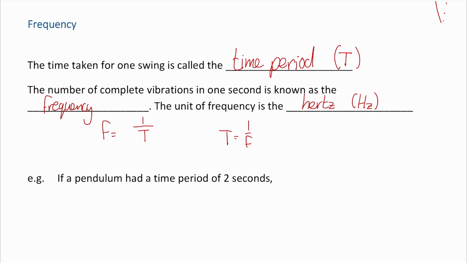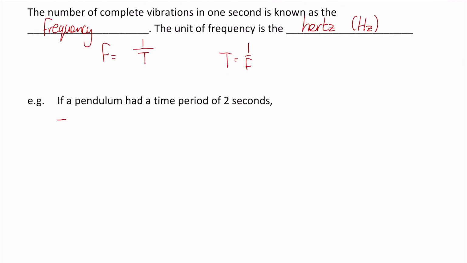So let's say here's a simple example. If a pendulum has a time period of 2 seconds, T equals 2. In other words, it takes 2 seconds for one vibration. We can't get one vibration fitted into 1 second. In fact, we can only get half a vibration fitted into 1 second. We need 2 seconds for a full vibration. So we write down our formula, frequency equals 1 over T. We put in our number, so T was equal to 2. There's our answer, 1 divided by 2 is 0.5, and our unit is hertz.